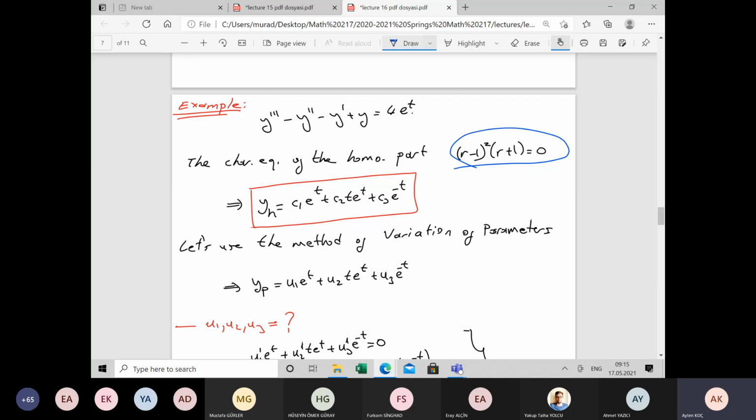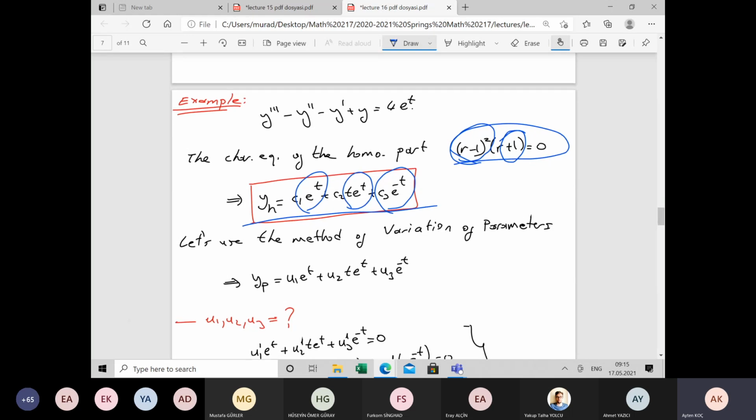r minus 1 is a factor, so we obtain this one, and this gives the multiple roots. r is 1, a root. So e to the t multiplied by t gives the next fundamental solution. So this one is the general solution of the homogeneous equation.